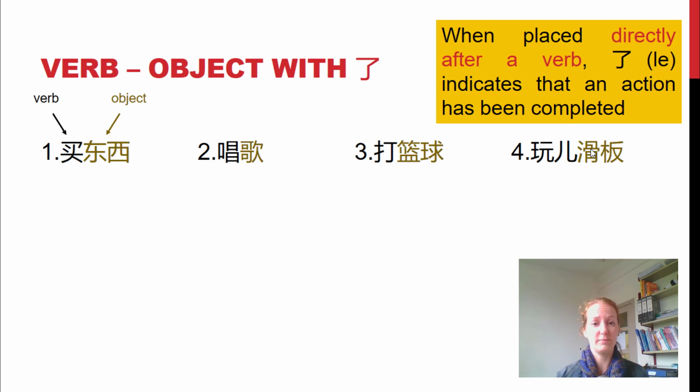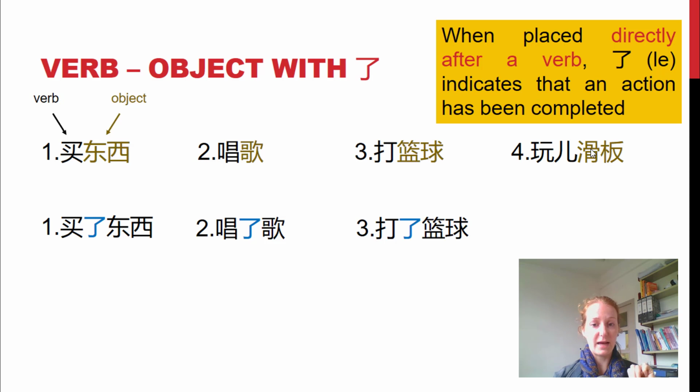Whereabouts do we put the 了? Have a look back at the notes. So we need to place it directly after a verb. So the first one, I bought stuff, I went shopping. 我买了东西. See that the 了 goes straight after the 买. Next one, how do we do it? 唱了歌, 很好. 第三, 打了篮球, played basketball. 第四, 玩了滑板, played on the skateboard. 很好.